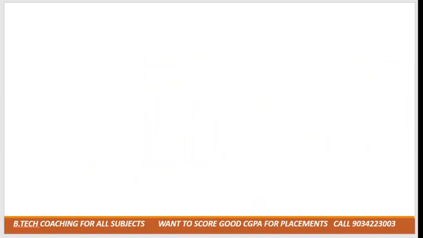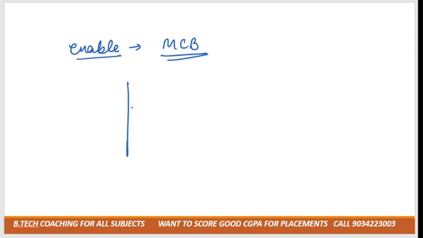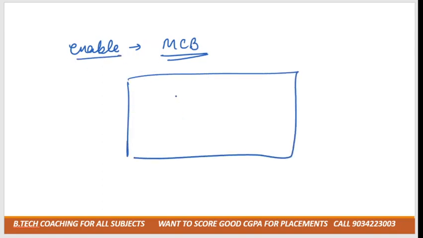Now see what is the function of the enable pin. Enable is just like the MCB of your house. I am just relating. Suppose this is your house, and this is your room, and in front of your house you put an MCB. You know what an MCB is? MCB is a miniature circuit breaker, which you can pull down or pull up.